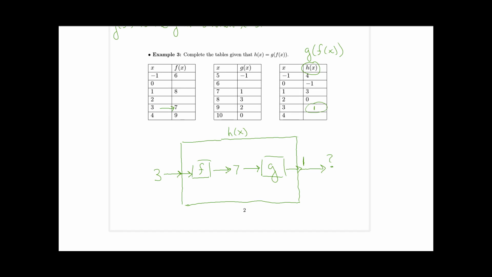All right, let's try this for 4. Okay, so I'm going to send 4 in. I want to know what comes out the other side. So 4 is going to get sent into f first of all, and we know that 4 turns into 9 when you send it into f. Do we know what g does to the number 9? Sure we do. It turns it into 2, right? So coming out the other side here has got to be a 2. And so that means that answer is 2.